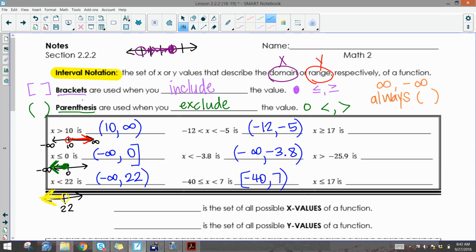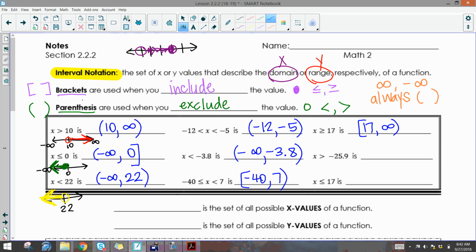Okay. For the next one, it might help if you pause the video and do these next three on your own and then come back and see if you did them correctly. For this, we have x is greater than or equal to 17. So 17 is going to be my smallest value because x is everything bigger than that. But I want to include it. So it's a bracket at 17 because of the equal sign. And then it's everything bigger than that, so all the way up to infinity.